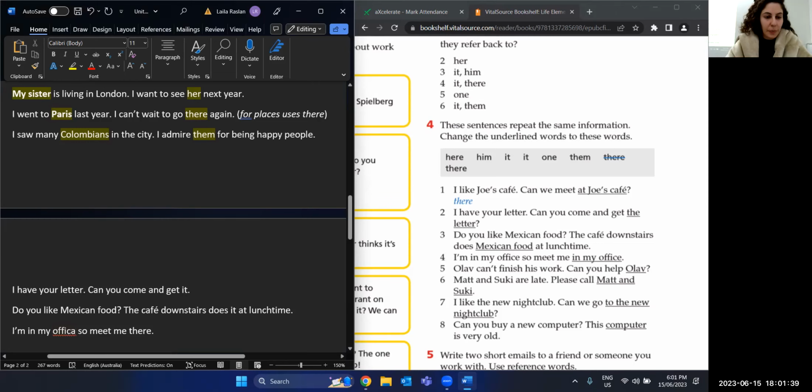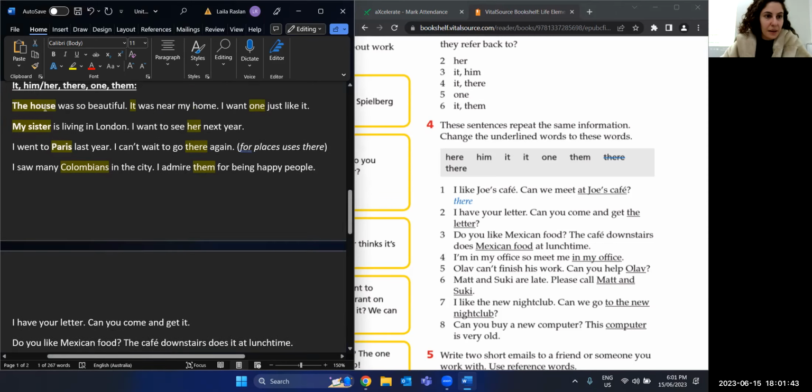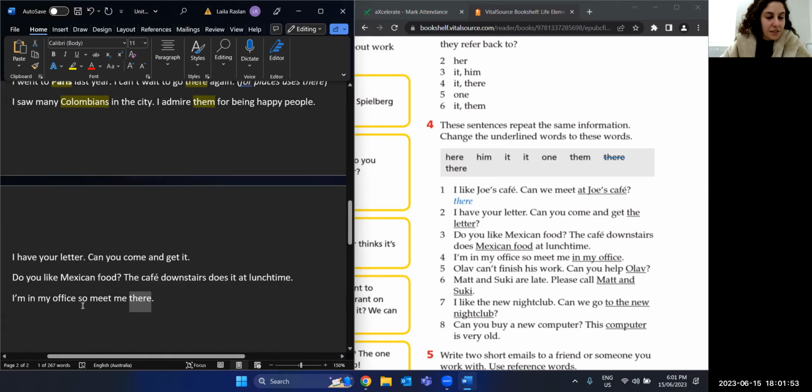Yeah. We don't want to repeat the place. So just like our example in the first one, the house was beautiful. Sorry, I went to Paris last year. I can't wait to go there again. So same thing. I'm in my office. So meet me there in my office.